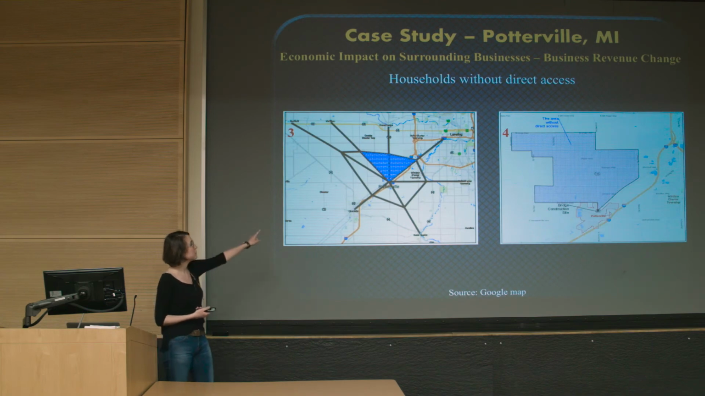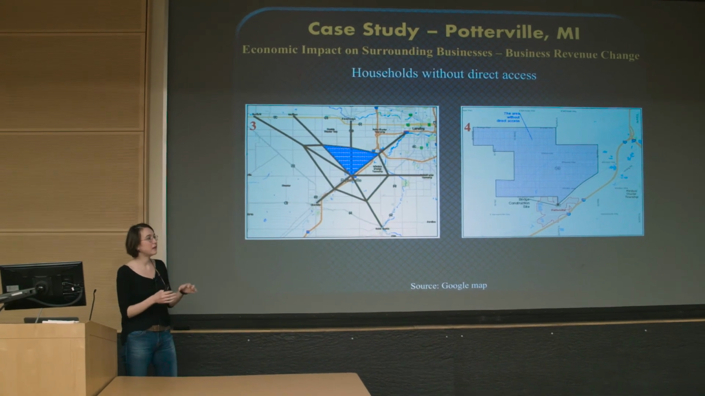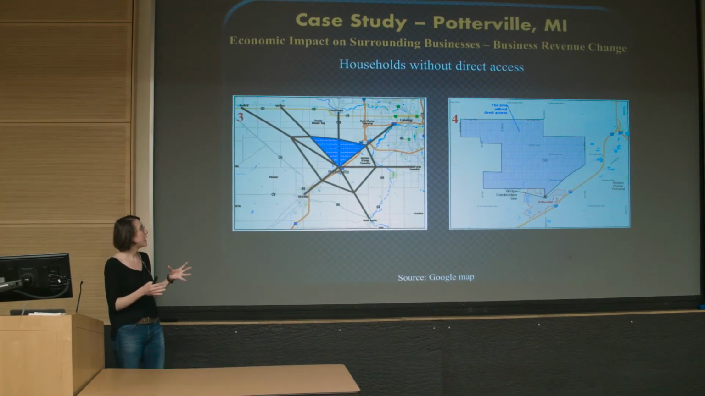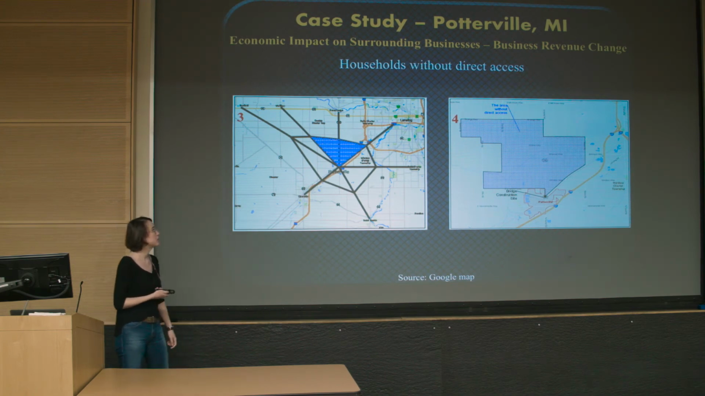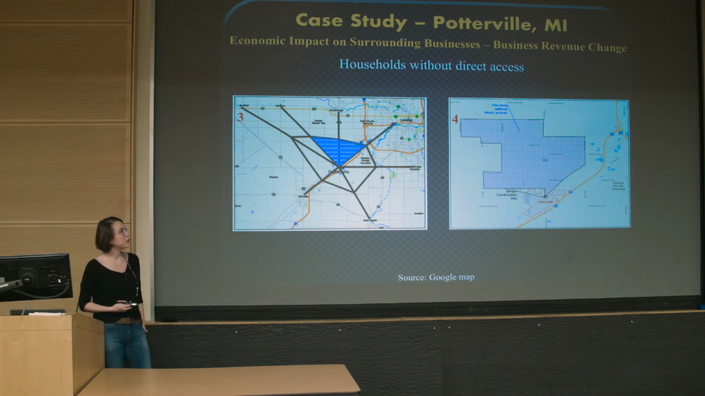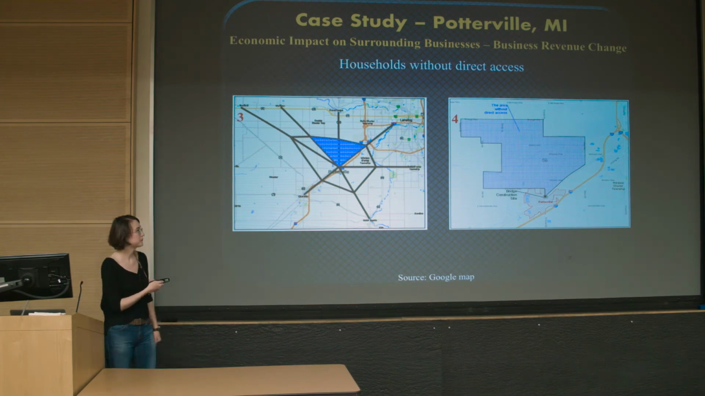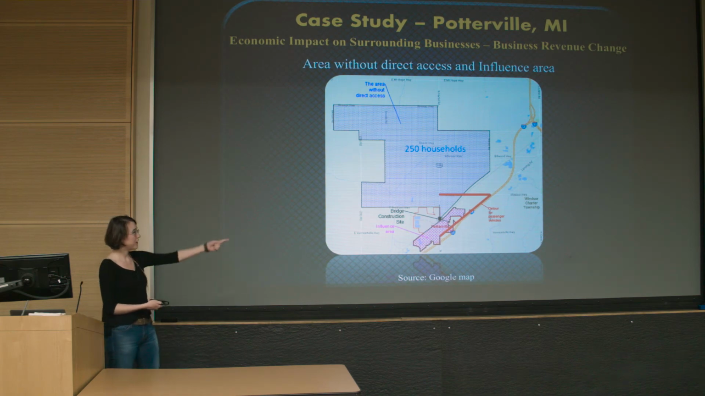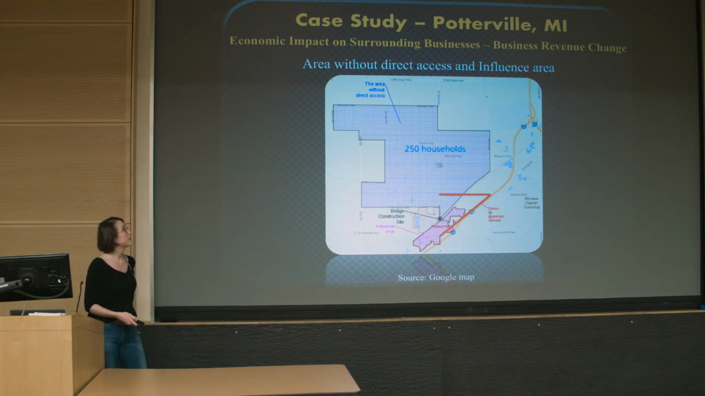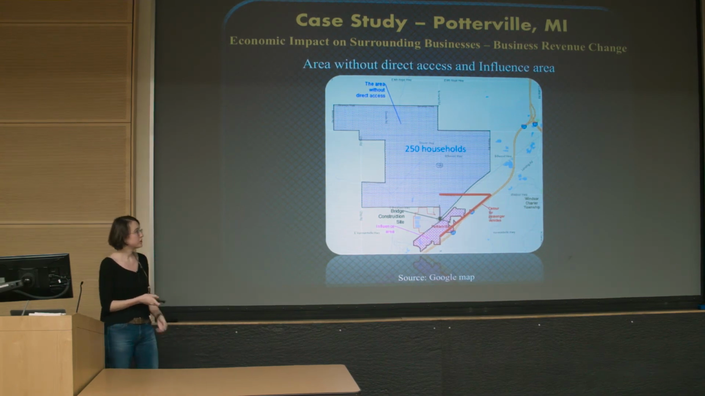On the third picture, we identified the pieces that will be out of access during that mobility impact time, since we have bridge construction in the middle. The fourth picture is developed using the nearest roads. When we combine those two maps together, we have the influence area at the bottom and the area without direct access. When we count the households in that area, it is 250.